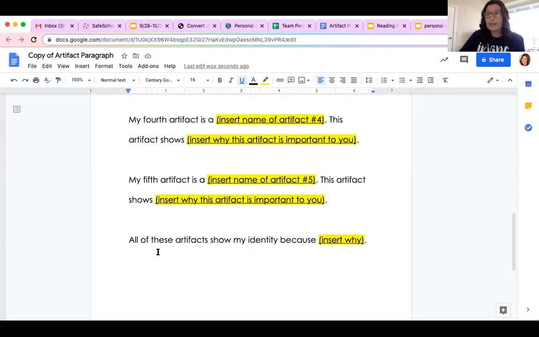And then at the end is a conclusion sentence. All of these artifacts show my identity because insert why. So you will think of a final sentence of why these artifacts show your identity. And you would put that here.